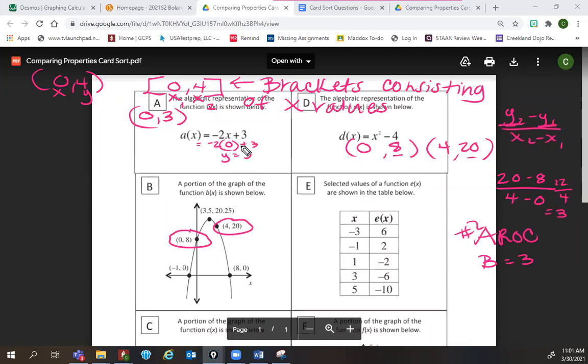And then how would I figure out 4? You just plug in the 4, right? So I can go plug in 4. So this is -8 plus 3, -5. So then my other coordinate would be 4, -5. And then I would use this to do what? Yeah, to do y2 minus y1, or the average rate of change, right? Same thing for this table right here. Let's look at the bottom half.